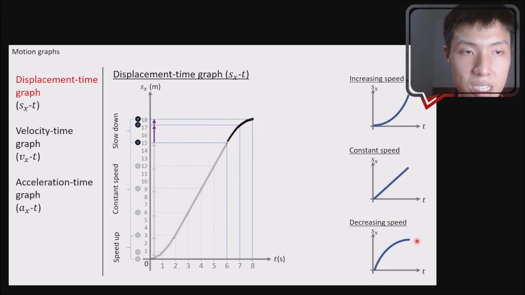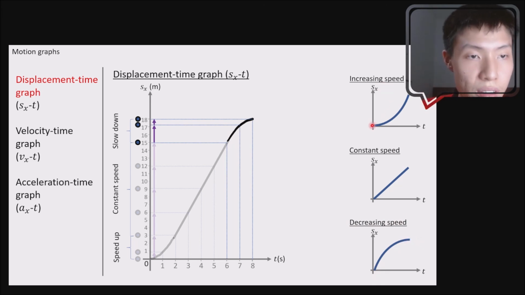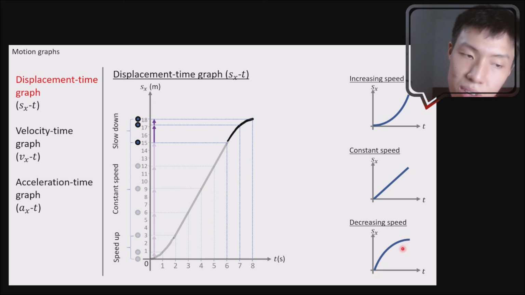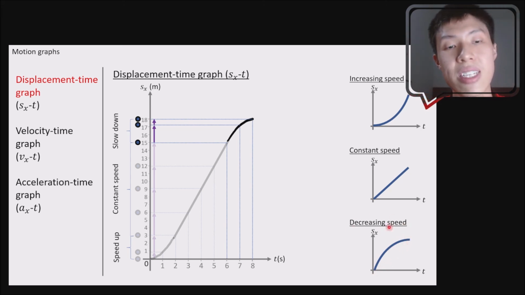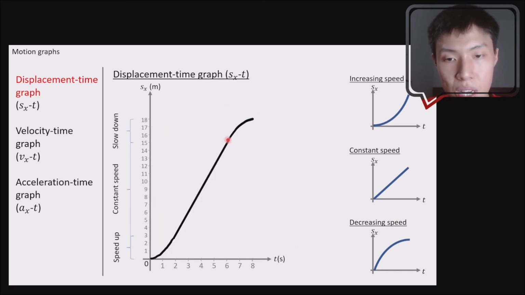Something like this. So if we see a graph that curves upwards, we know it's increasing speed. If we see a graph that is a straight line, we know it's constant speed. If we see a graph that is curving like this, curving to a flat, something like this, that is decreasing speed. All this discussion here is happening for a displacement time graph, not a velocity time graph, not an acceleration time graph, a displacement time graph. So that's how we try to understand a displacement time graph.